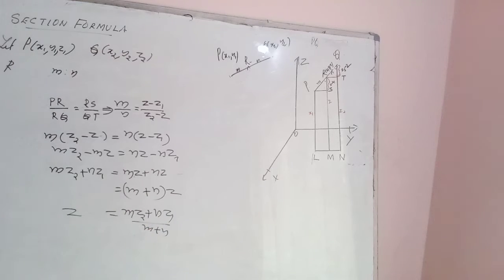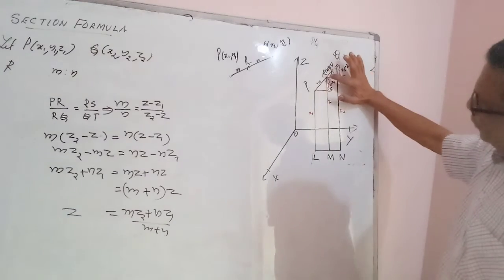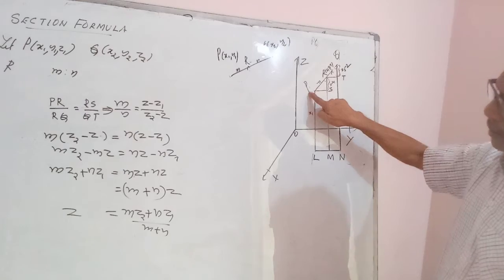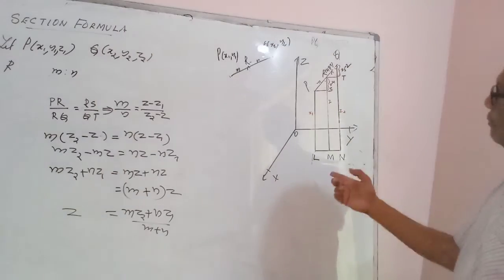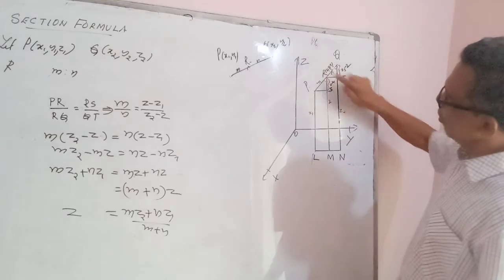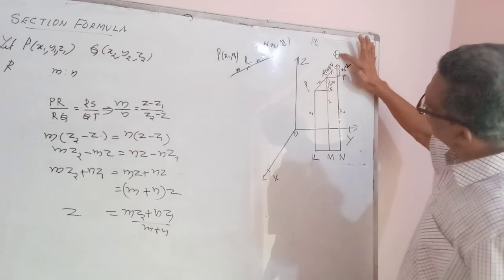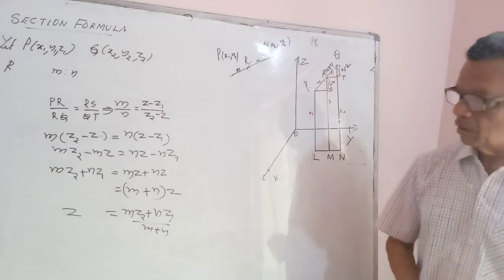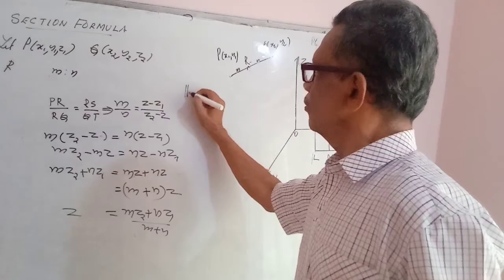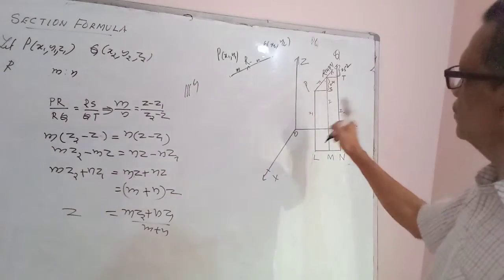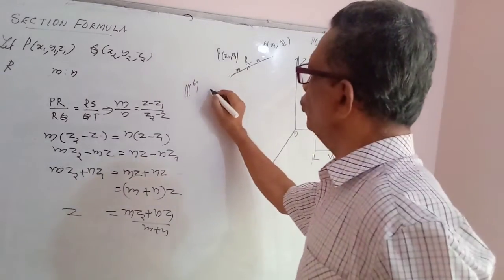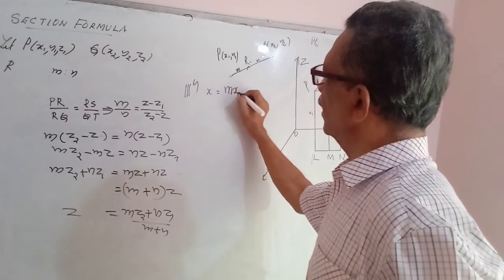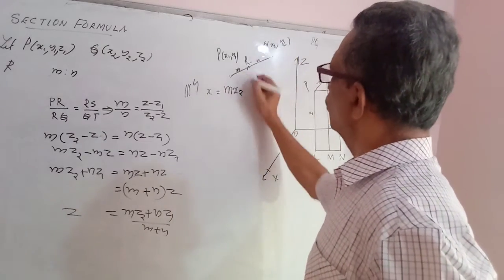So the z coordinate of this point R is m into z2 plus n into z1 divided by m plus n. Similarly, we can prove that the x coordinate is equal to m into x2 plus n into x1 by m plus n, same as this one. Similarly, drawing perpendiculars to the xz plane and yz plane, we can prove that x is equal to m into x2.